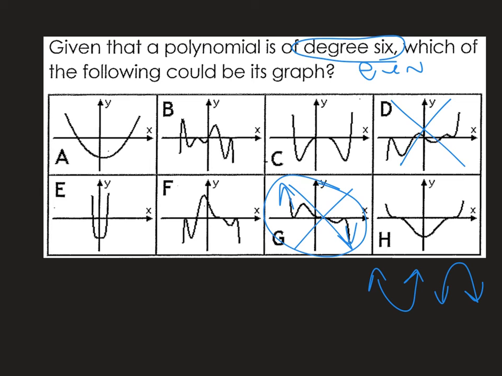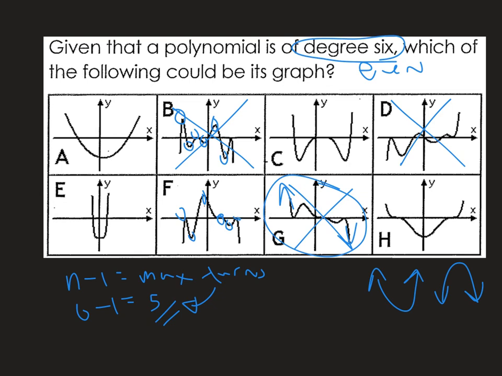Now, who else could I rule out? When looking at B, it looks like I see 1, 2, 3, 4, 5, 6 turns. I'm not even going to keep counting. It can't have more than 5 turns, so B is out. Remember, n minus 1 is going to give us our max number of turns. So 6 minus 1 is equal to 5. So that's going to be the maximum number of bends. Also, F seems to be 1, 2, 3, a flex, 4, 5. So I think we have 6 here. So I'd say most likely not that guy.